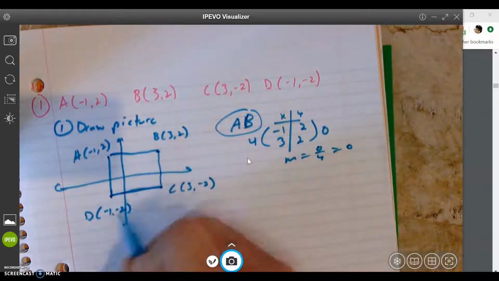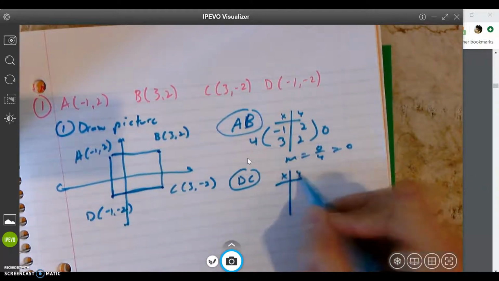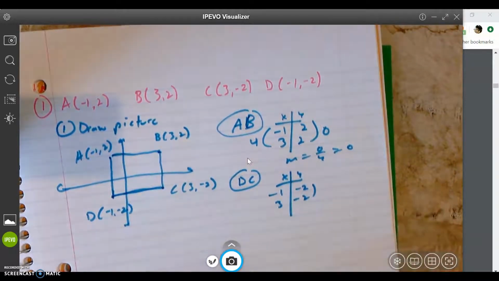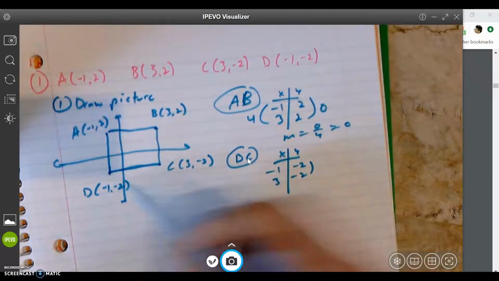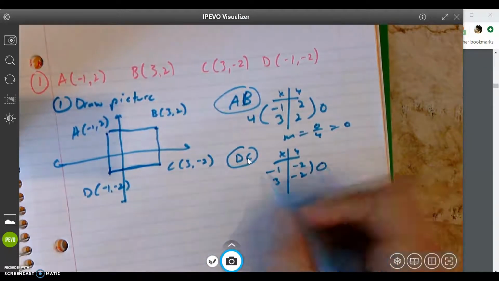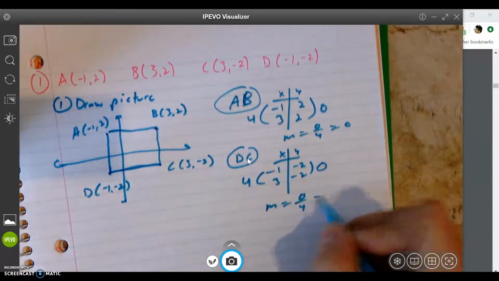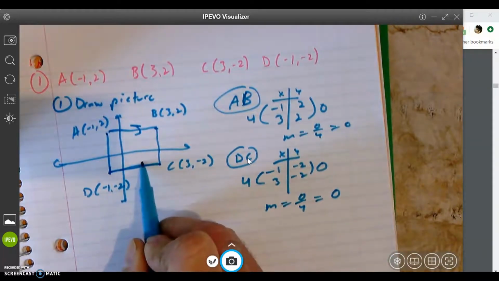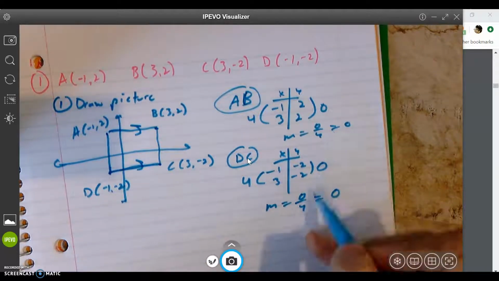Now let's say DC, or CD. Let's make sure that is the same slope. So that's -1, -2 and 3, -2. You can't just say, oh yeah, you just look at it. No, you have to have proof. You have to show how you know that. Boom. So the slope is 0 over 4, which is 0. Cool. So that means that AB is parallel to DC. We good. Why? Because they have the same slope.